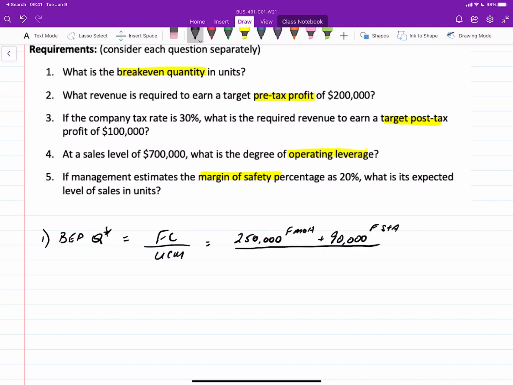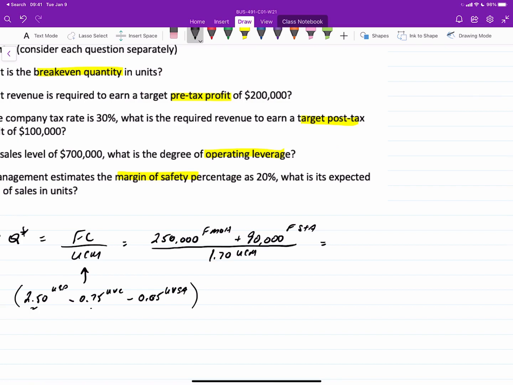And we're going to divide that by the contribution margin, which we calculate to be the $2.50 unit selling price minus the 0.75 unit variable cost minus the 0.05 unit variable selling and admin costs. And so all of that equals $1.70. 250 minus 80 is $1.70. So $340,000 in total fixed costs, divided by 1.70 in unit contribution margin, equals 200,000 units. And that's the break-even point.